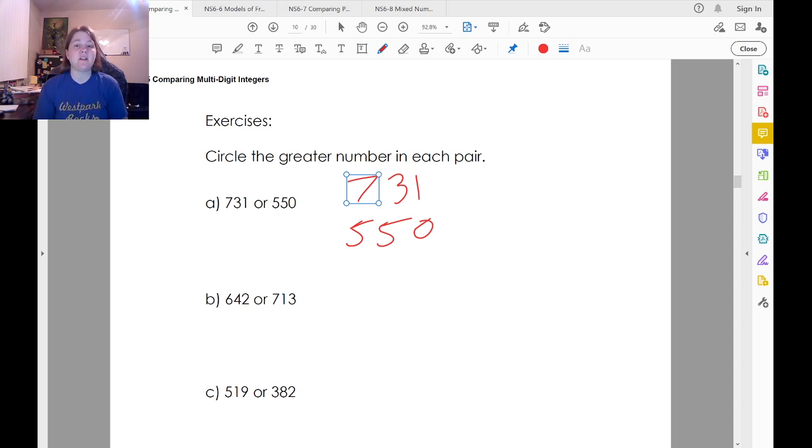I'd rather have 700 something than 500 something. I don't want 600 something dollars if I can have 700 something dollars. 500 something or 300 something? I'd rather have 500 something. And you can see that I'm just saying "something" because the first digit is different and they have the same amount of digits. So I can just compare it that way.